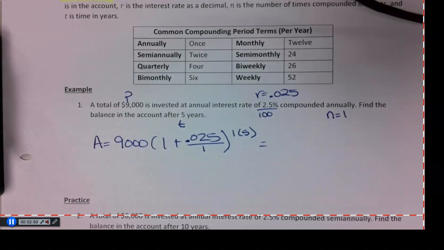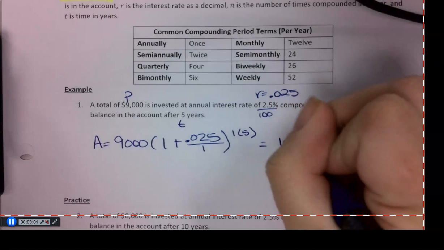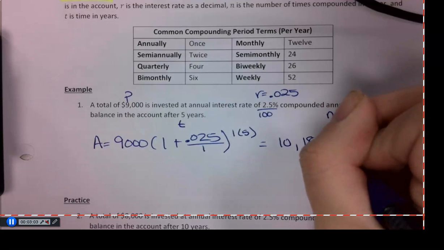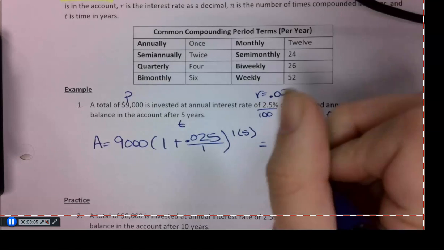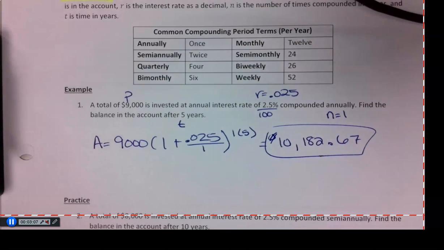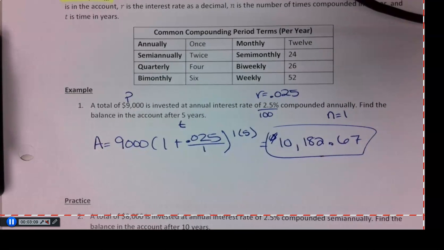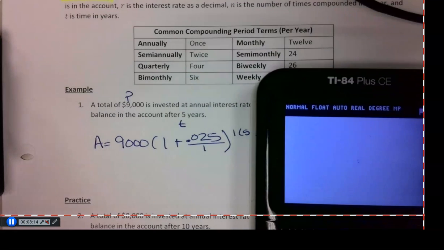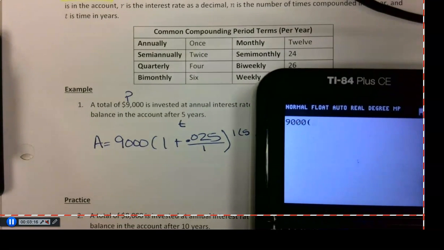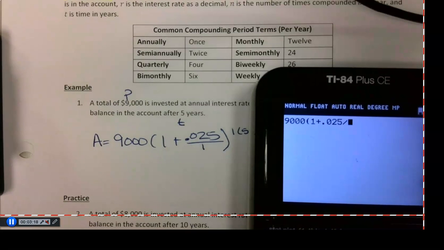Okay, does anyone have an answer here? Do you want me to type this in the calculator to show you guys? So like that.